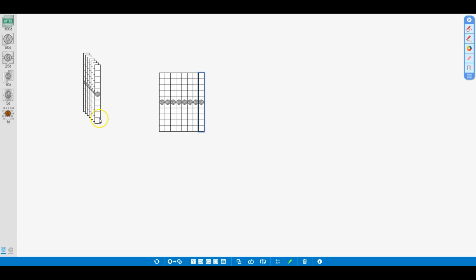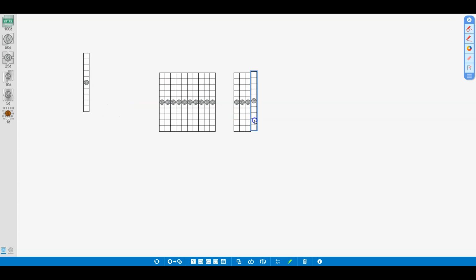I'm going to need 10 of them to do this. And there we have a 10 by 10. You need 10 dimes in order to make one whole dollar. But then I also have my 5 dimes left over. Notice how this represents half of my hundreds grid.